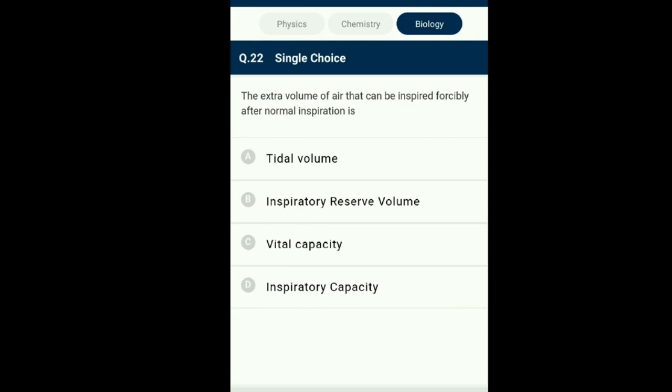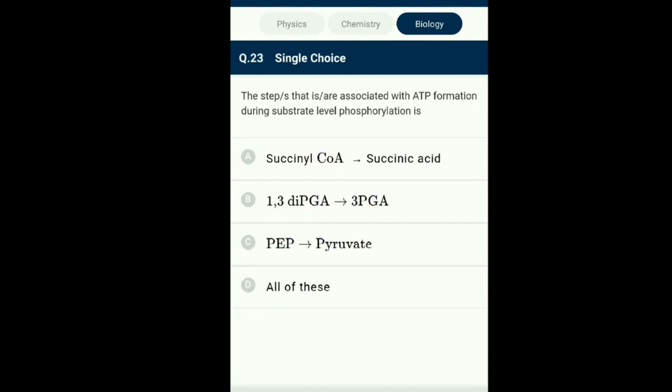and inspiratory capacity is the extra volume of air that can be inspired forcefully after a normal inspiration, which is 3000 ml. So the answer is option D. The extra volume of air that can be inspired forcefully after normal inspiration is inspiratory capacity. Question number 23.